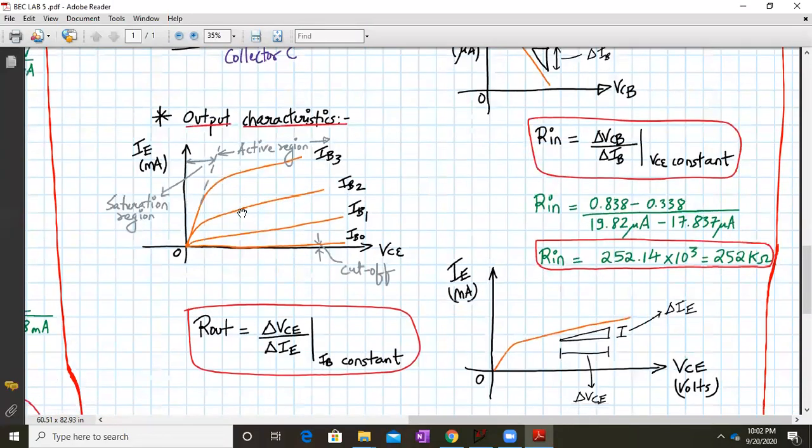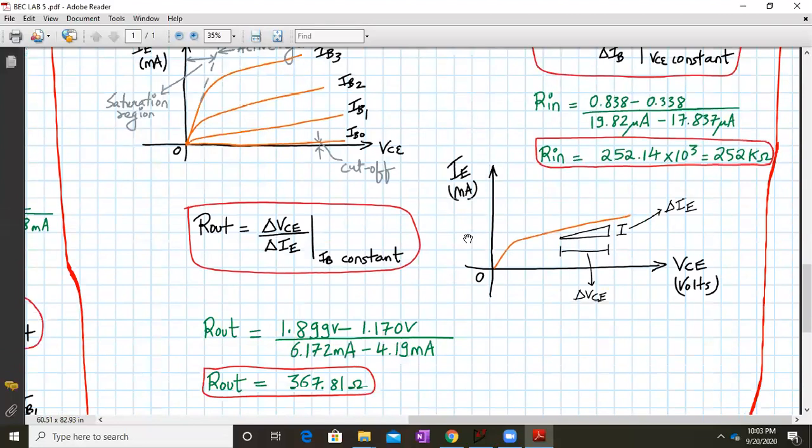And from the output characteristics, no doubt we can determine in which operating region the transistor is operating, whether it is operating in the cutoff, the active, or the saturation region. We can also determine the output resistance. The output characteristics are between VCE versus IE, where IE will be in milliamperes and VCE will be in volts. So over here, this has a slope, right? So what we will do is measure the difference delta VCE, that is VC1 minus VC2, and delta IE. If we divide delta VCE upon delta IE, we'll get the output impedance.